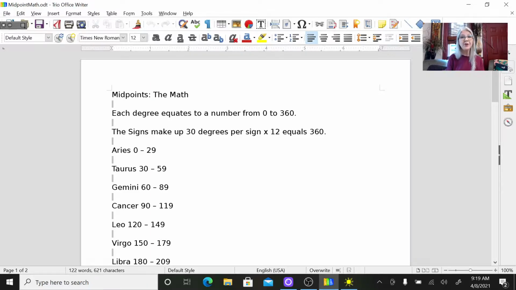Now we should be looking at a math sheet right now. I'm having a little bit of technical problems this morning. This is the math sheet.